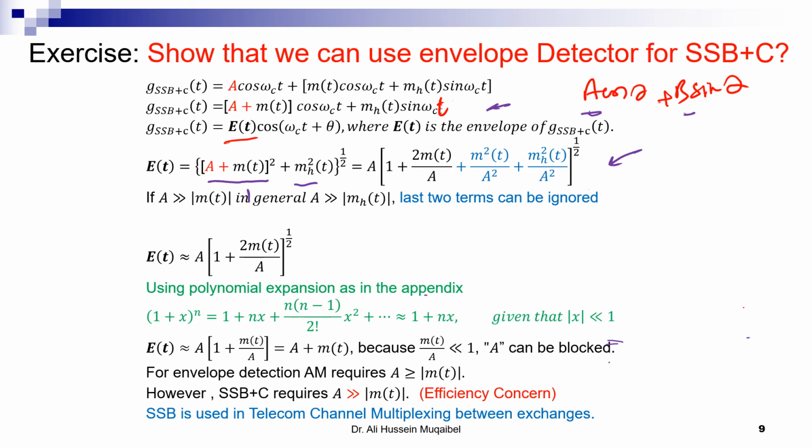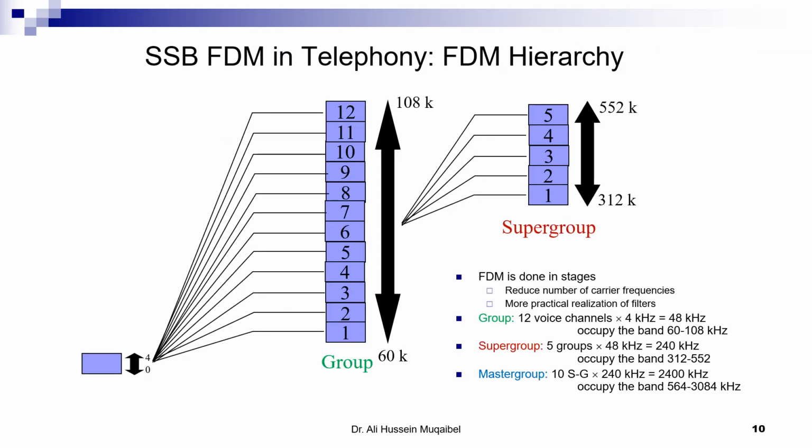Now, single sideband is used in telecom channel multiplexing between exchanges, and I'm showing you in the next slide how this is used. Okay, now in this slide, just to show you some practical application of single sideband with frequency division multiplexing. For example, in telephony, in some standards, when they send multiple telephone lines, they use the frequency from 60 to 108 kilohertz. This is 48 kilohertz. And then they take the single sideband of every telephone call, they combine 12 of them together to create 12 times 4, which is 48. And then they combine them together.